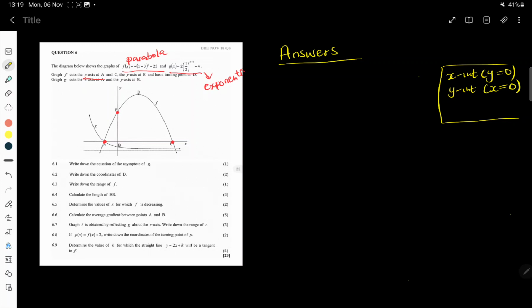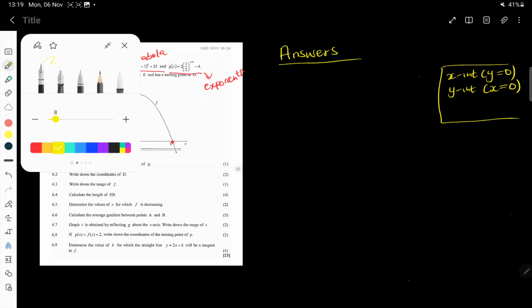Then the turning point there is D. We have a formula for turning point if we have an equation in standard form. And then graph G cuts the x-axis at A. It means it is the x-intercept of the exponential. And then y-axis at B, it means B is the y-intercept of the exponential.